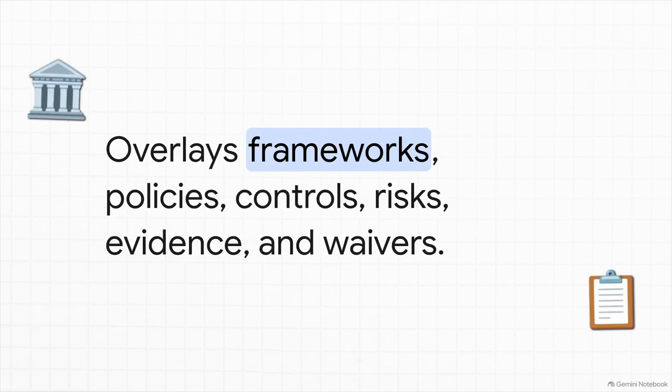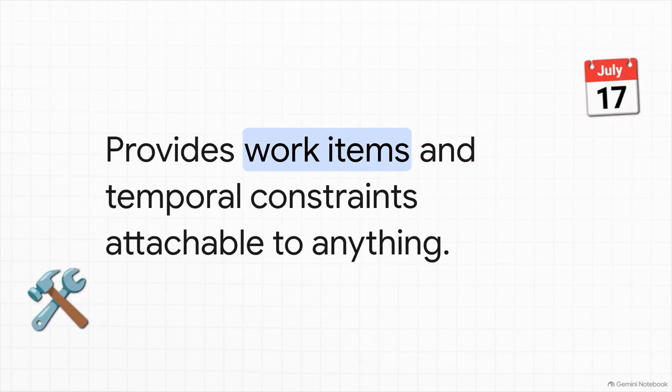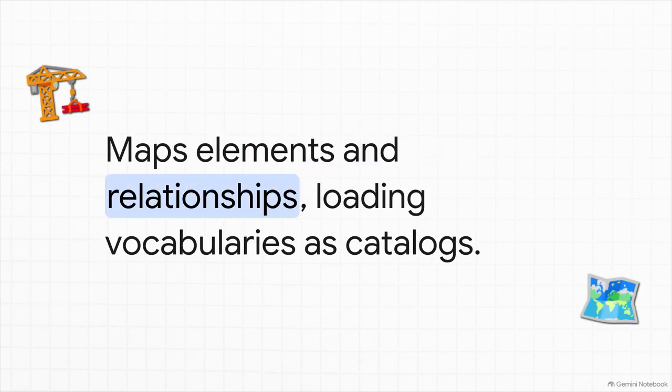Above that, governance overlays your frameworks, policies, controls, risks, evidence, and waivers. Work provides actionable work items and temporal constraints that can be attached to literally anything in the tower. Architecture maps out elements and relationships, letting you load vocabularies like C4, Archimate, and TOGAF as instance catalogs rather than burning them permanently into the metamodel.